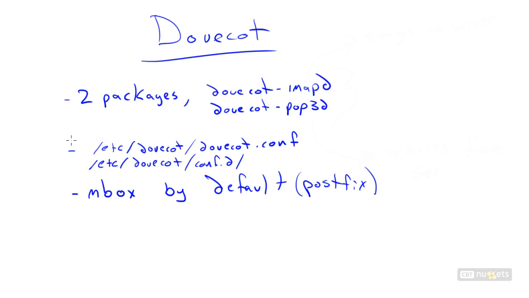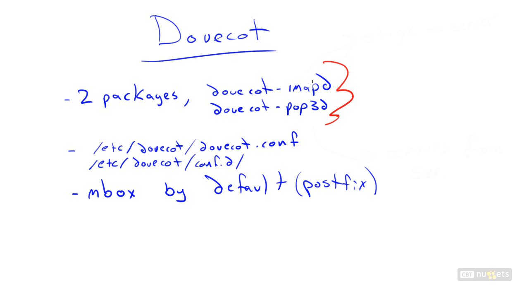Now the server daemon we're going to use is called Dovecot. We mentioned that earlier. And in order to get Dovecot to use IMAP and POP3, we actually need to install two packages. So these two packages will install Dovecot with the appropriate protocols installed to handle both IMAP and POP3.